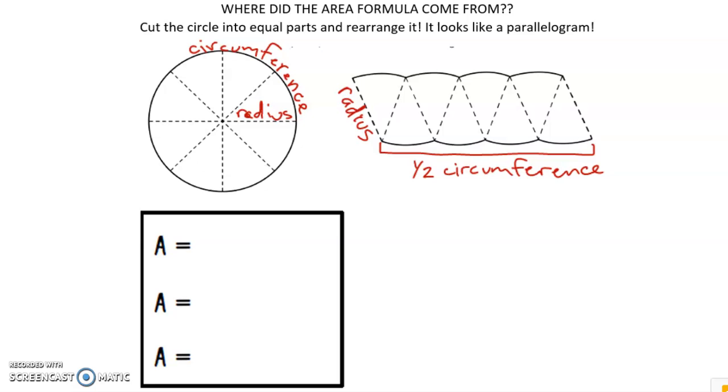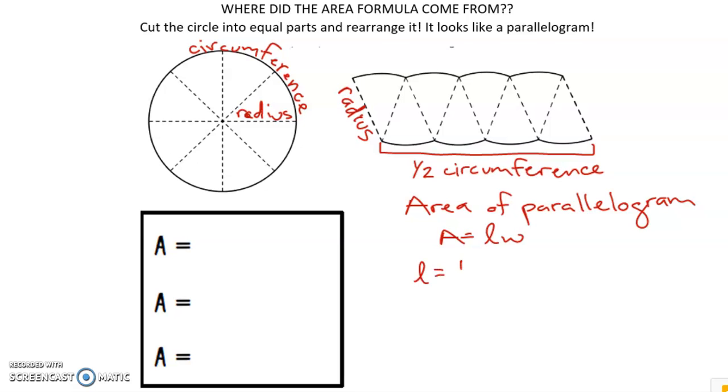So looking at that, we see there's this kind of relationship between them. And so if we do the area of the parallelogram, well, area of a parallelogram is length times width. So here, our length is 1/2 the circumference and the width is the radius. So if I take the area formula and plug in for length 1/2 the circumference and for width the radius, I get 1/2 circumference times the radius, right?